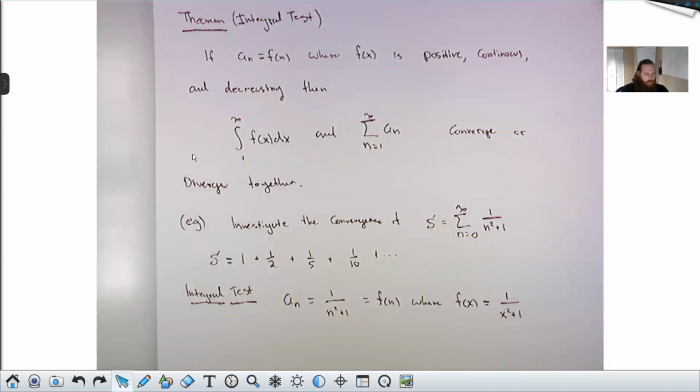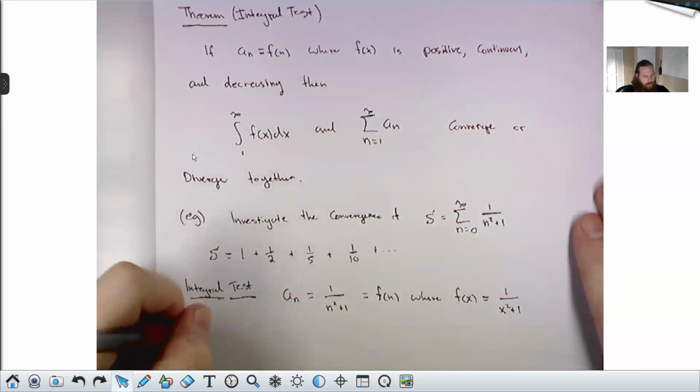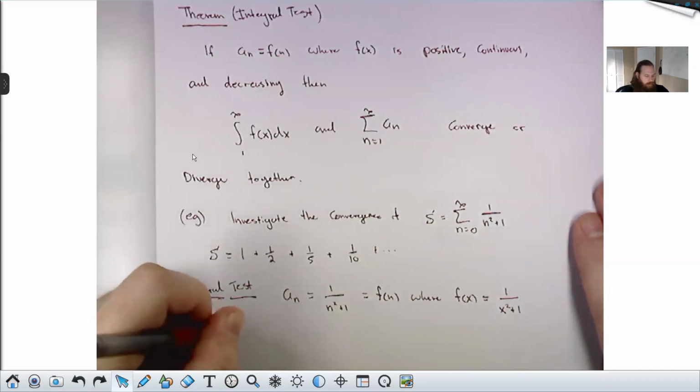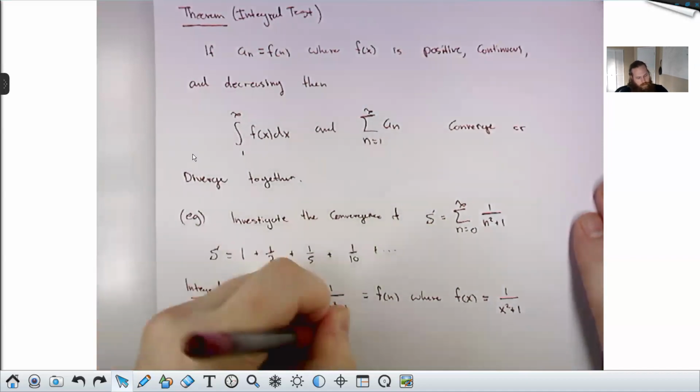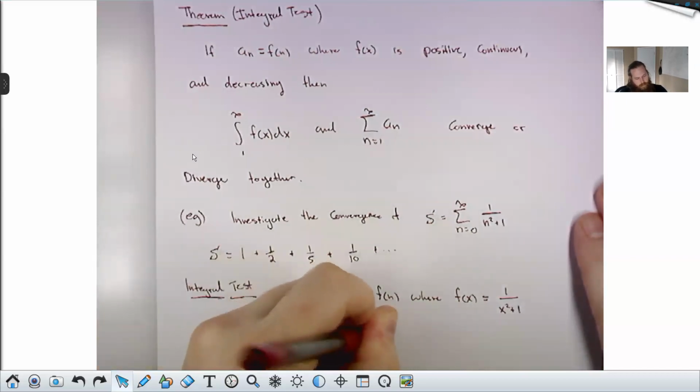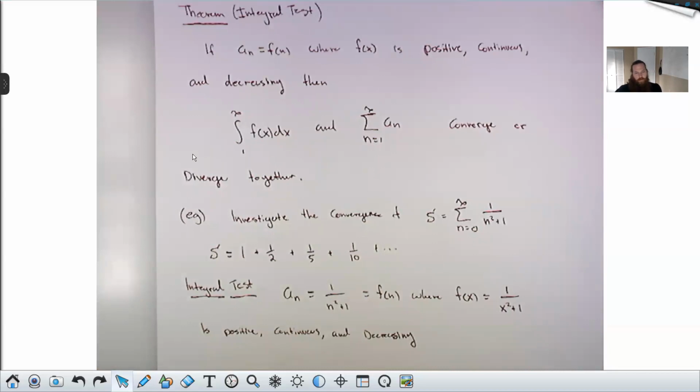So if I want to use the integral test, what I need to show is that this function is positive, continuous, and decreasing. Now, all of these are things that can happen differently at different places. Some functions are positive over here, but not positive over there. Some functions are continuous on the interval 0, 1, but are not continuous at x equals 5. What we really need to show is that these three things are true for the values of x that we're considering.